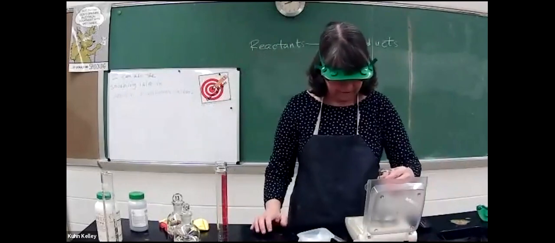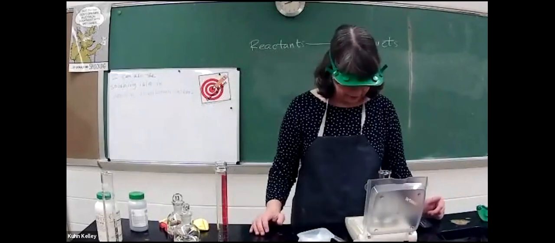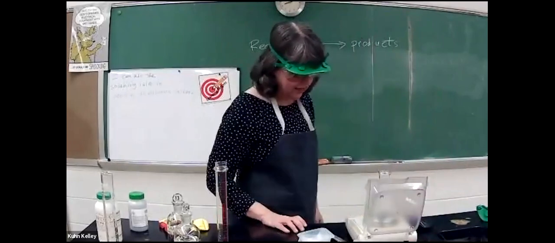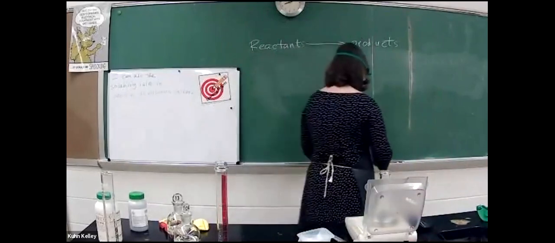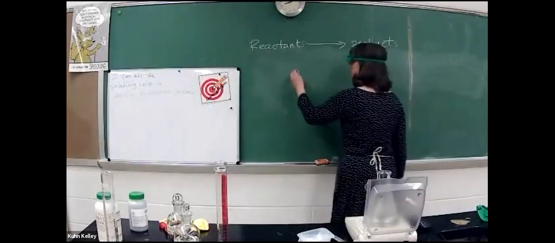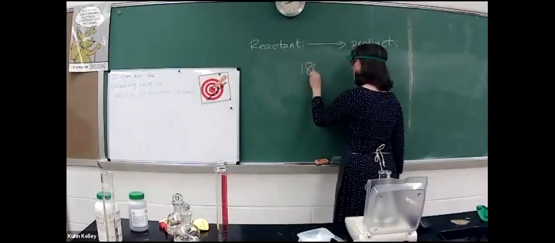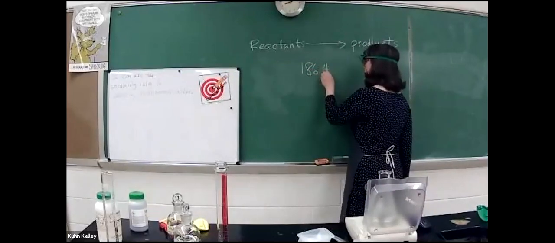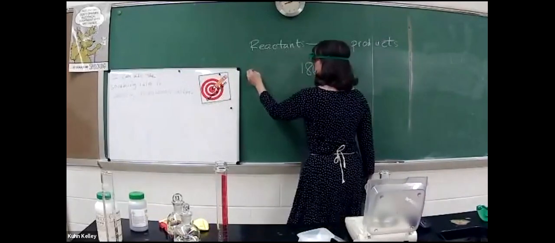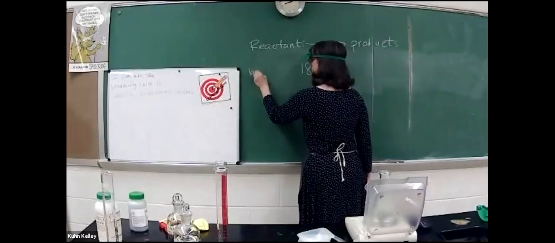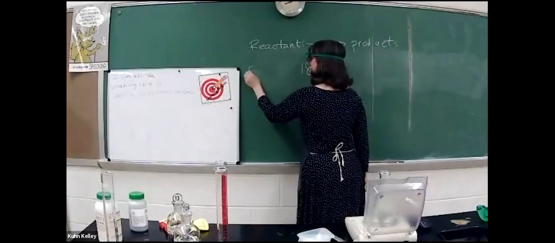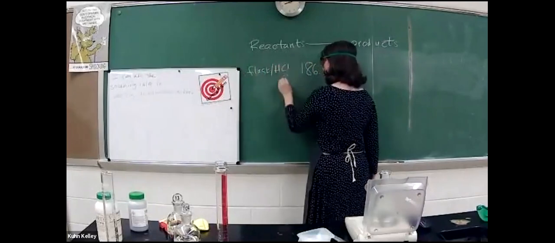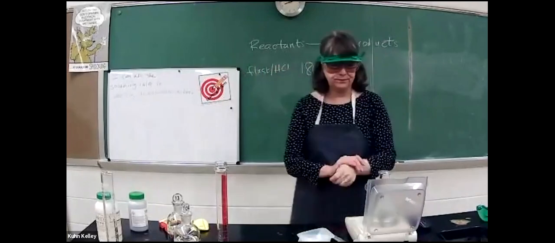So here is my 50 mL, plus or minus, of hydrochloric acid in my Erlenmeyer flask, and my mass is 186.48. Let me double check the shift. So this is the flask with HCl. I believe it's the first line in the table.